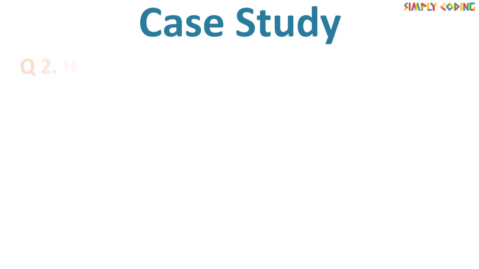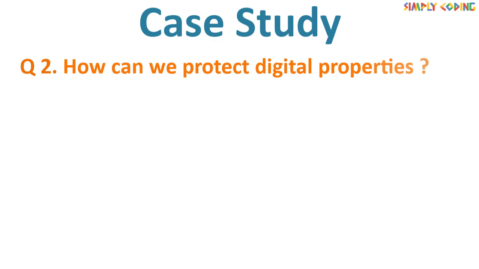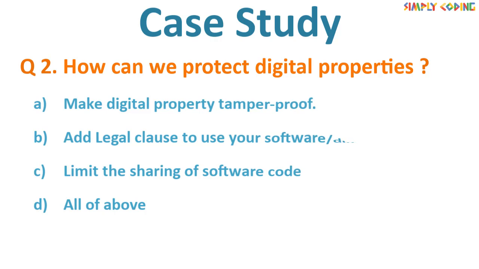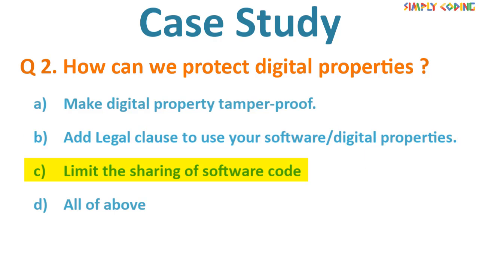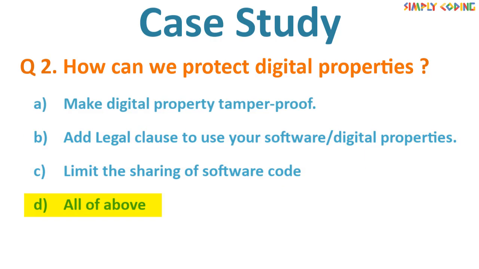Next question is, how can we protect digital properties? The options are make digital property tamper-proof, add legal clause to your software digital properties, limit the sharing of software code, or all of the above. The answer here is D, as we just learnt in the summary that we can use any of these means to protect our digital property.